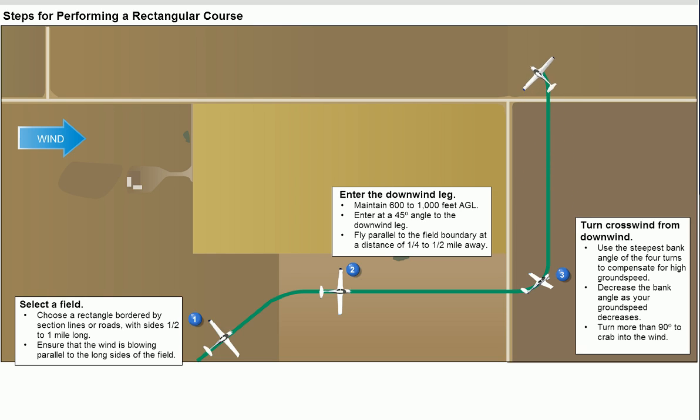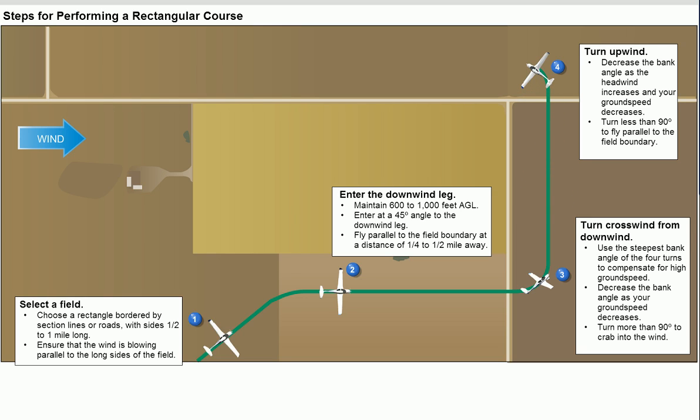After flying the crosswind leg, turn upwind. Decrease the bank angle as the headwind increases and your ground speed decreases. Because you have a crab angle into the wind on the crosswind leg, turn less than 90 degrees to fly parallel to the field boundary.